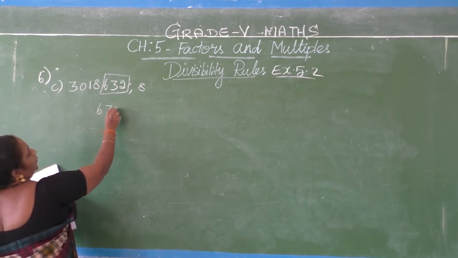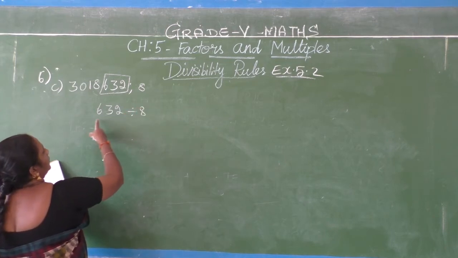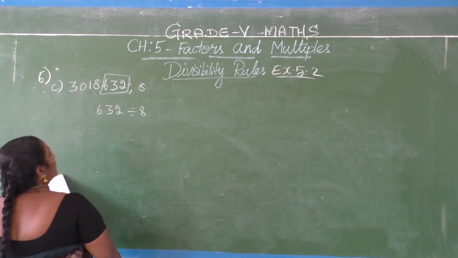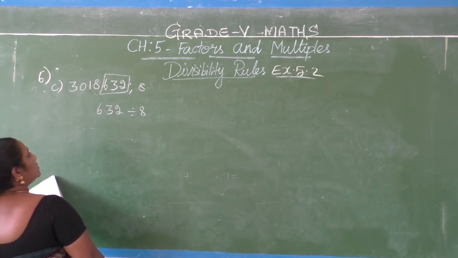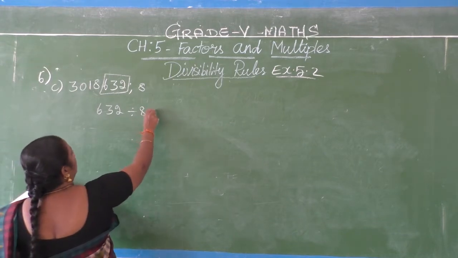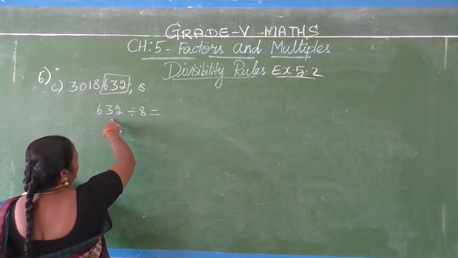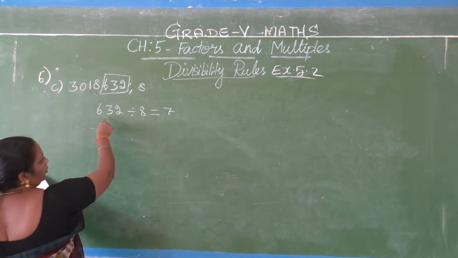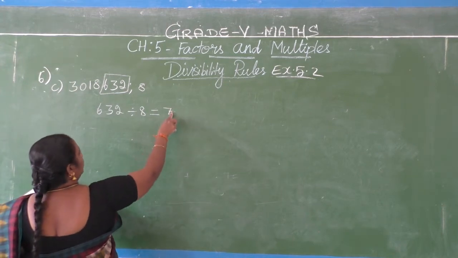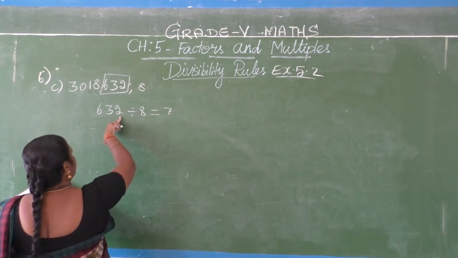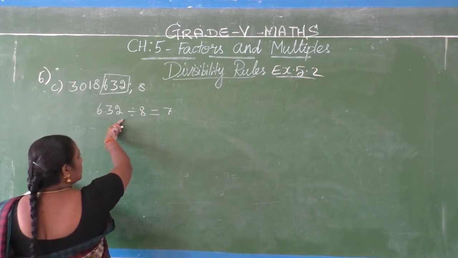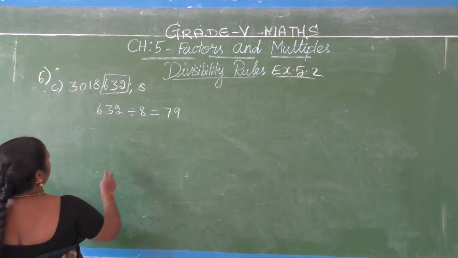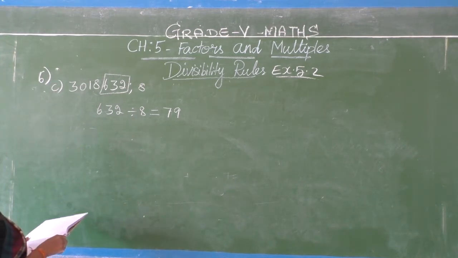So 632 divided by 8. 5 8s are 40, 6 8s are 48. 7 times it will come, no? 7 8s are 56. 8 8s would go to 64, but here we have 63 only. So 7 times it will come, with a remainder. Then 9 8s are 72. Okay, so 79 times it is divided. 632 is divisible by 8.